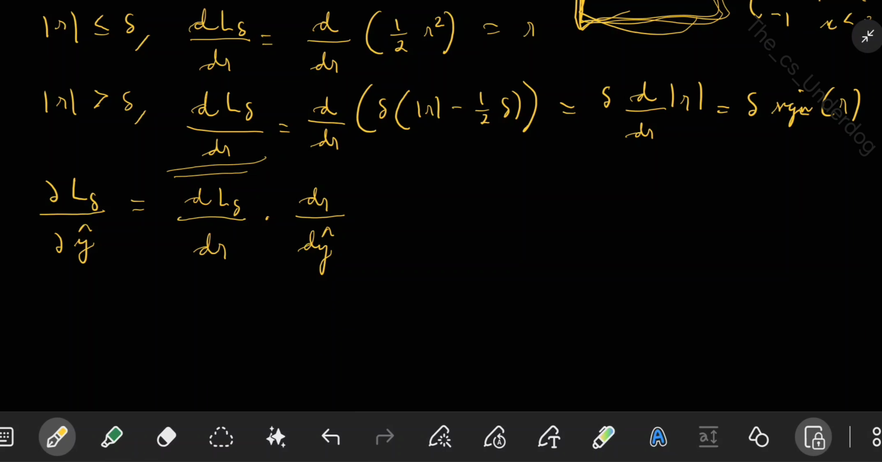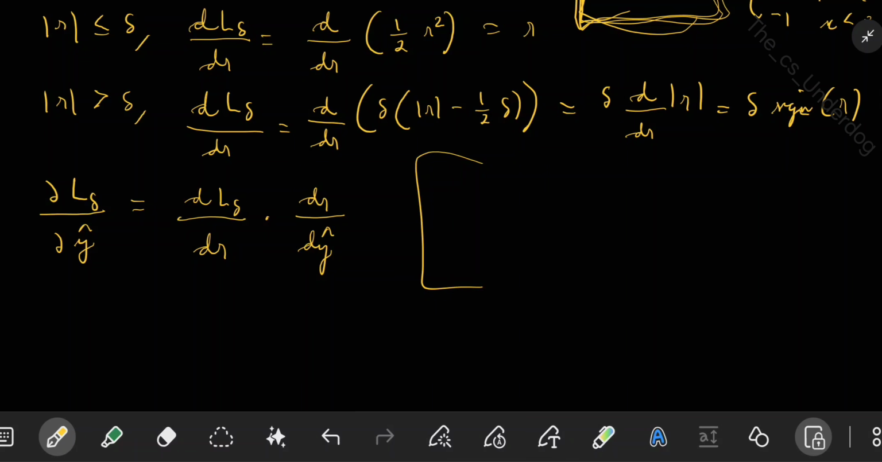This dL_delta by dr term is already there with you. The other term which you don't know, this term you already know because we computed here. For both cases we computed. The term which you don't know is dr by dy cap. So let us first conclude on this. Let us first take this term. We'll clear this out. Once you understand this term, remaining is easy because you already know what is this term.